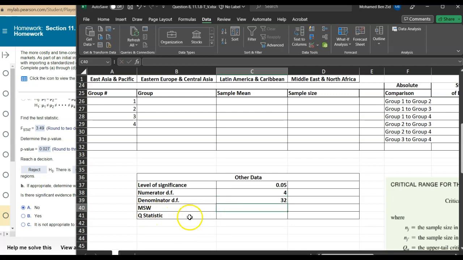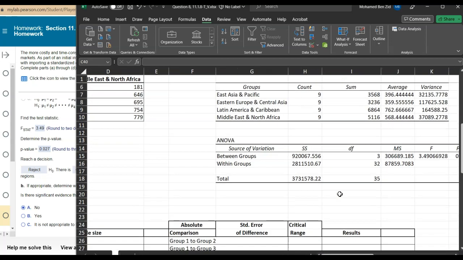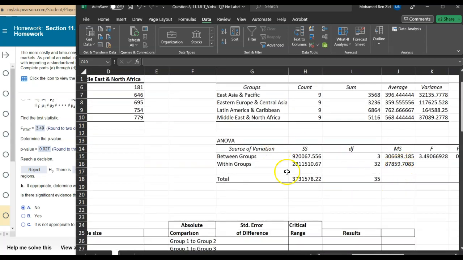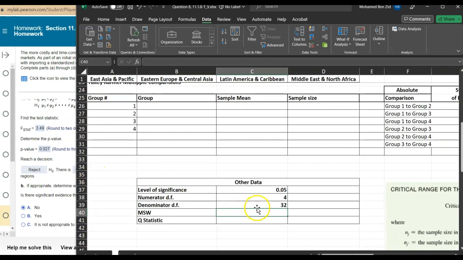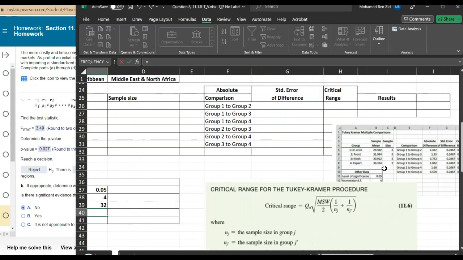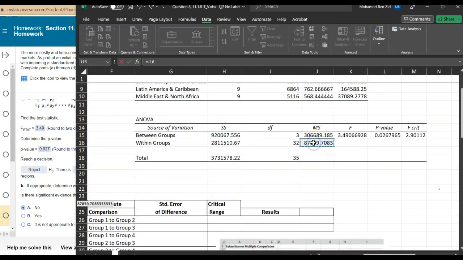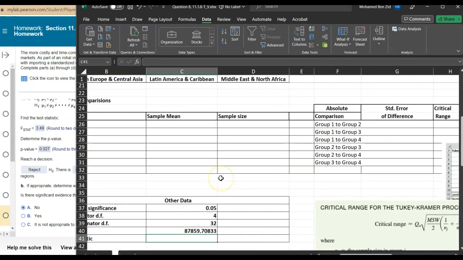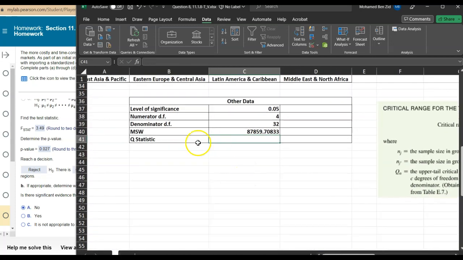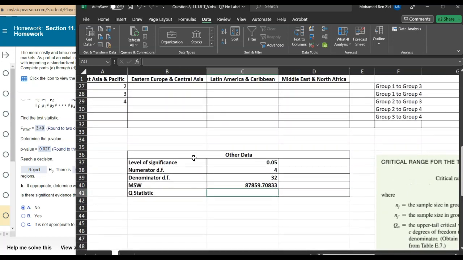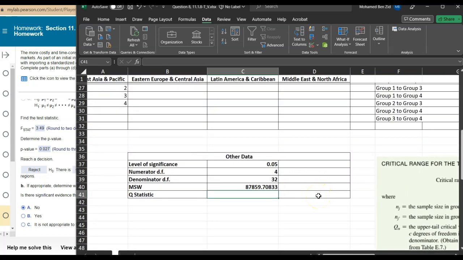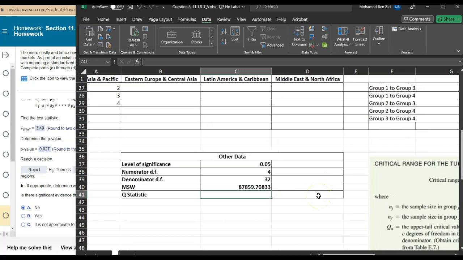So the mean square within groups, you get it from the table as well. So this is the mean square within groups, which is 87,000 something. So we're gonna put here an equal sign, then we go all the way and we select this, enter. Okay, now we have the Q statistic, right? So it's not the critical value yet, we are doing the statistic one.